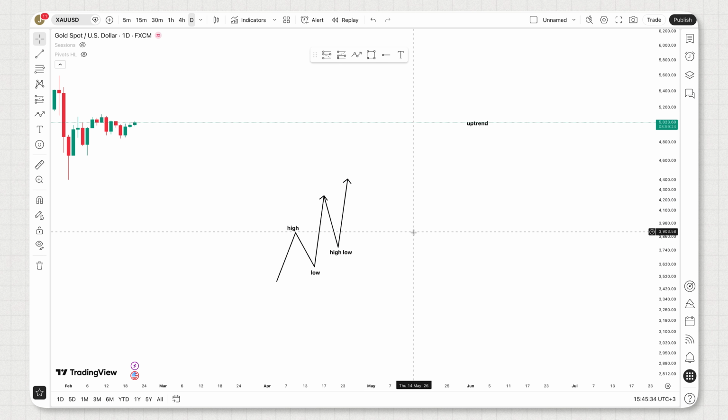Remember, these are signs of an uptrend and we are in an uptrend. The market is going to come up, make a high. It's going to go down, make a low. It's going to go back up, make a new higher high.